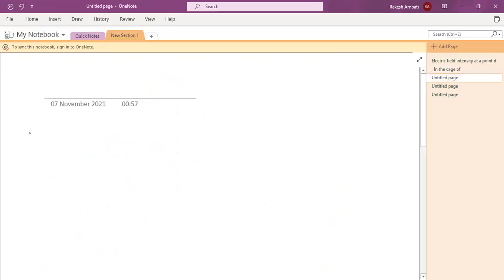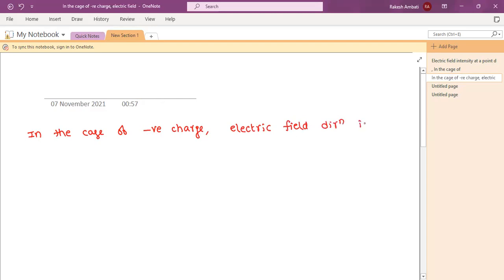In the case of negative charge, the electric field direction is towards the negative charge.